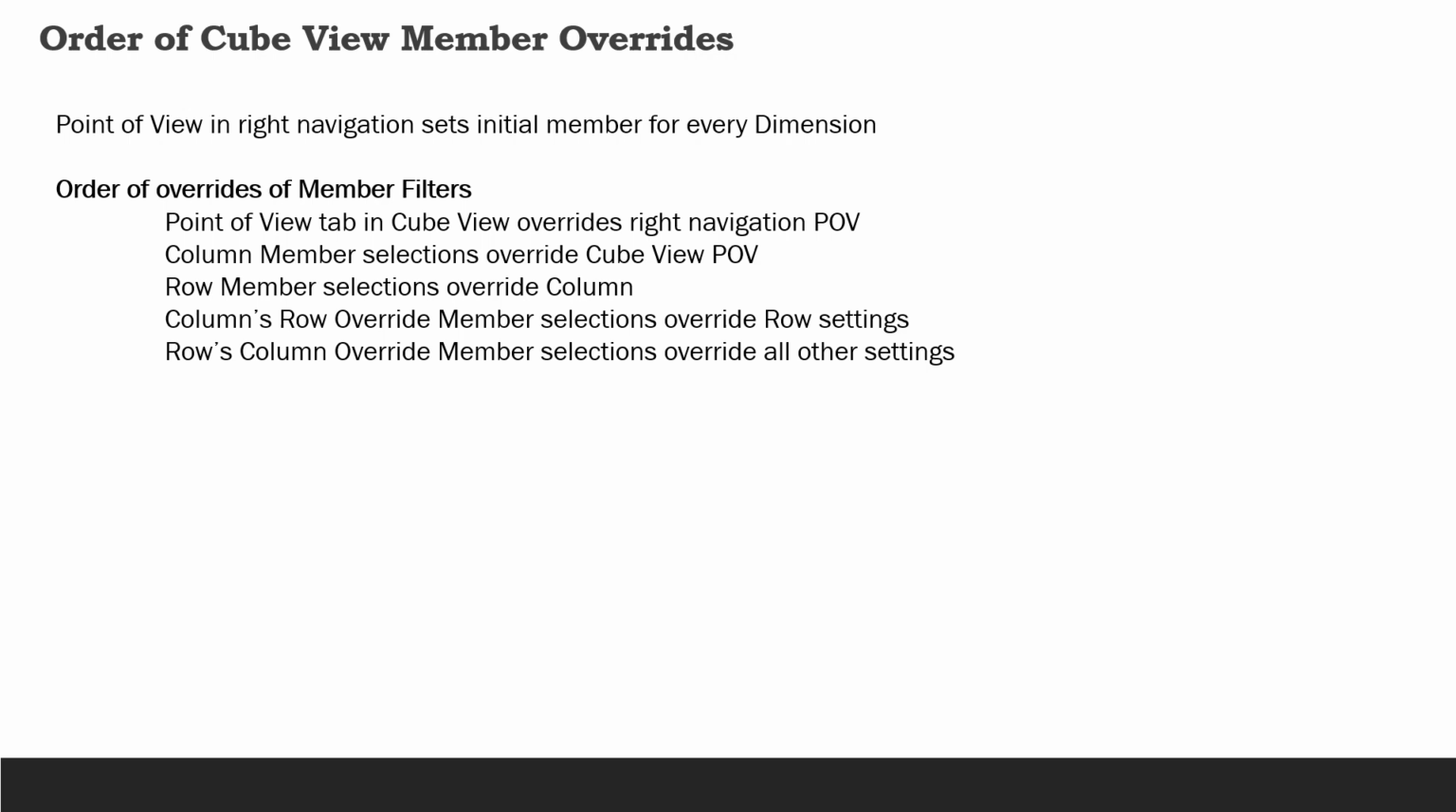And the same with the rows members. If you are selecting rows and columns in your cube view, then it's going to overwrite whatever you have set in your cube view POV. That is the first part. Then columns row override: member selection overrides row setting. And then rows column override: member selection overrides all other settings. So this is dominant over all the settings. Whenever you are using this override for rows and columns, you need to keep all those things in mind. This is the first part, and using this one, you can build basic cube views.